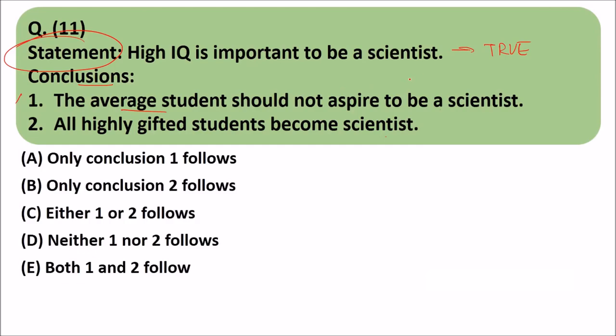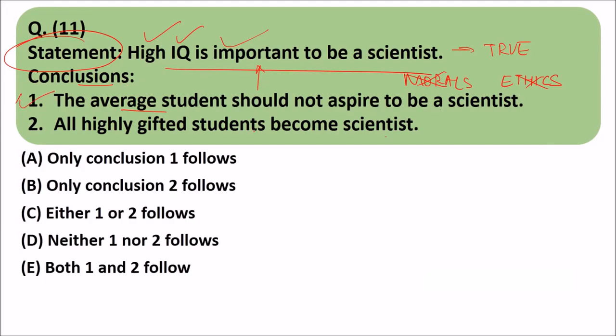But please wait, what have we learned? No morals and no ethics should be considered while solving sums related to statement and conclusion. Statement is the absolute truth. What does the statement say? High IQ is important to be a scientist. An average student does not have a high IQ, so the average student should not aspire to be a scientist. It is dependent on the statement. Ignore all the morals and ethics and values and value education, and concentrate on the statement. So the first conclusion follows based on the statement.